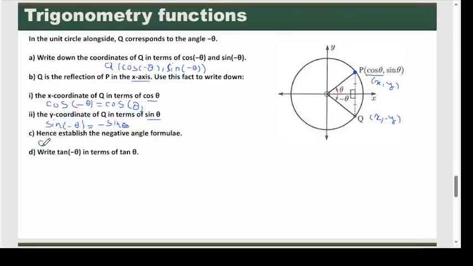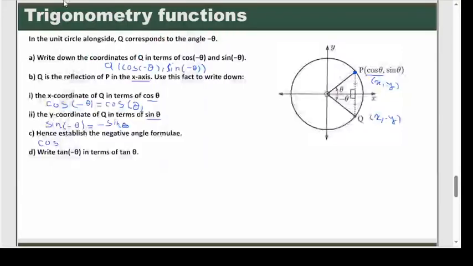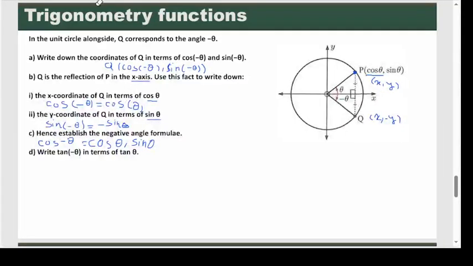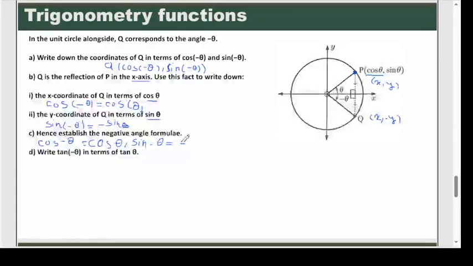Part C says hence establish the negative angle formula. The negative angle formula says cosine of negative theta equals the cosine of theta, and sine of negative theta equals negative sine of theta.